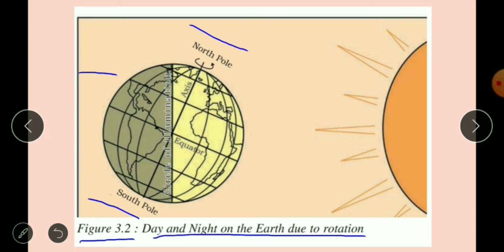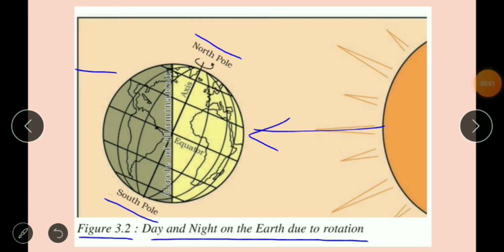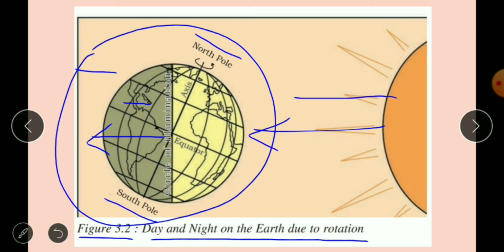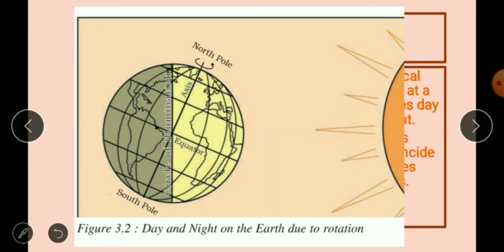So when the half portion of the earth receives the sunlight, at that time there is day, and the half part of the earth is not receiving the sunlight. That's why there is night. So here you can clearly see that day and night are caused due to the rotation of the earth on its axis, and because of the sunlight, the day and night are caused.